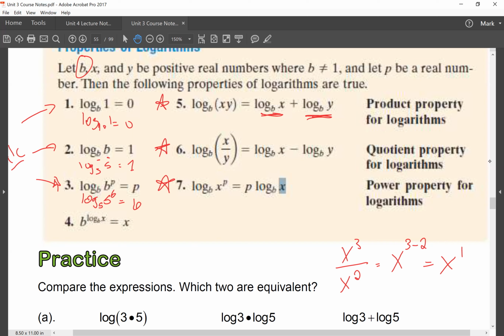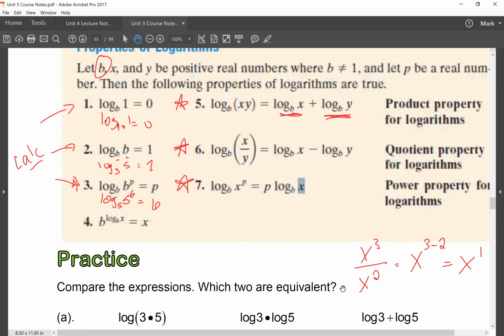So the 3 big rules are 5, 6, and 7. Rules numbers 1, 2, and 3, you can basically do those with your calculator, right? You put your numbers in, it's going to tell you what the answer is. I wouldn't worry too much about rule 4, and rules 5, 6, and 7 are definitely important rules.